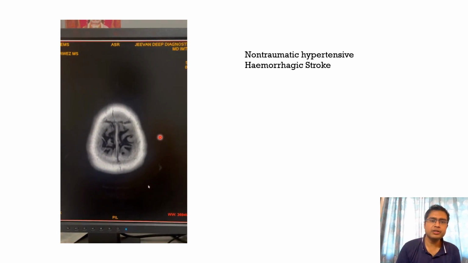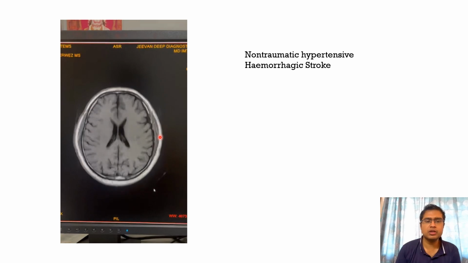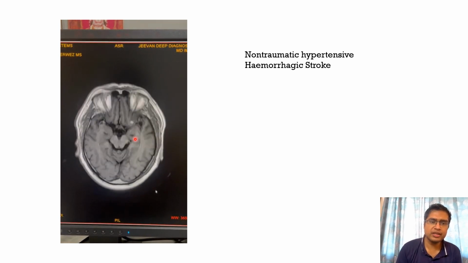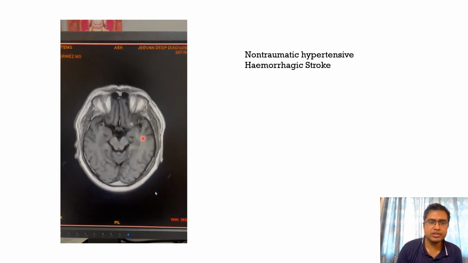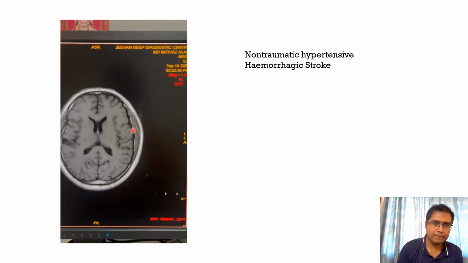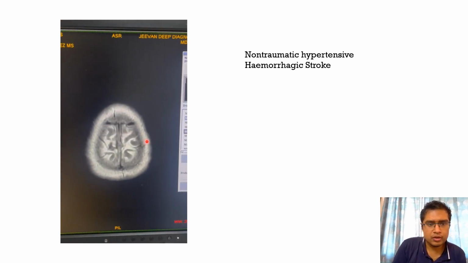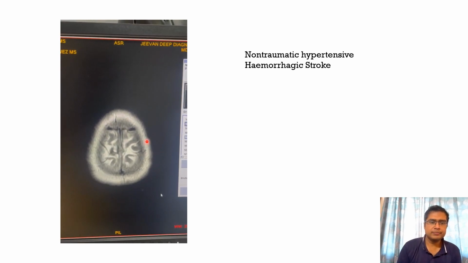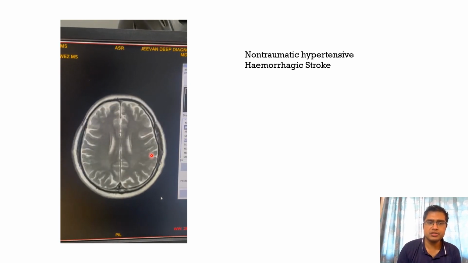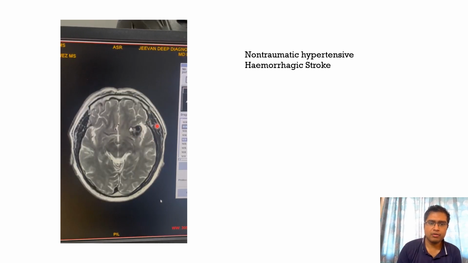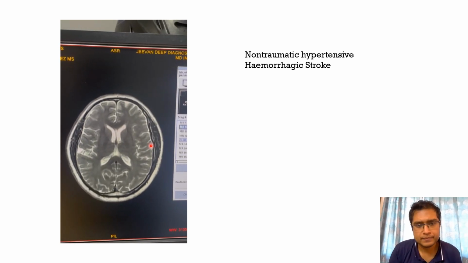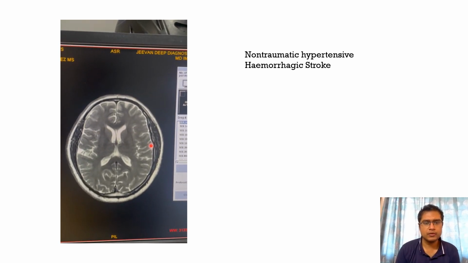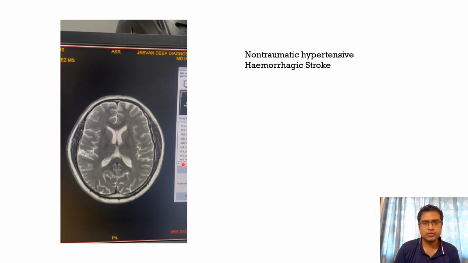Now this is the second patient. Again we're starting with T1 weighted images axial section, where we can see this particular hyperintensity in the anterior insular cortex. Now this is the axial T2 weighted images of the same patient, where the area is predominantly hypointense. So it's T1 hyperintense and T2 hypointense.